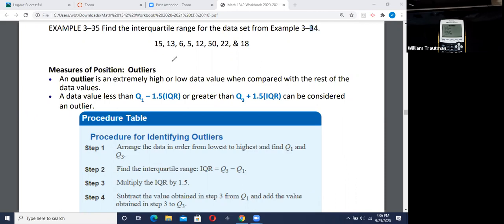To find outliers, you do Q1 minus 1.5 times the IQR. That's the low outlier. To find the high outlier, we do Q3 plus 1.5 times the IQR. So this is really important to write down, the low outlier and the high outlier. Okay, so we're going to try this out now.